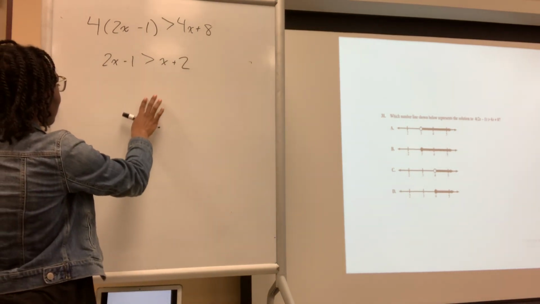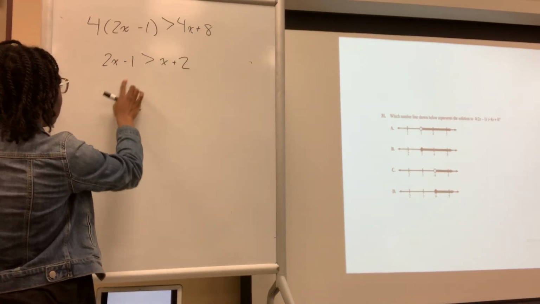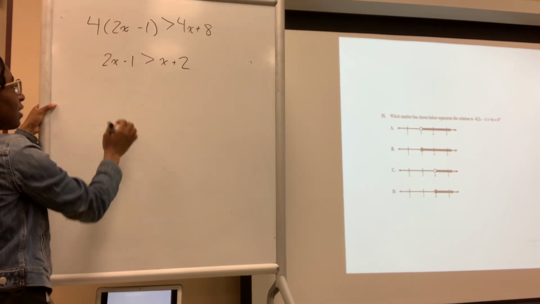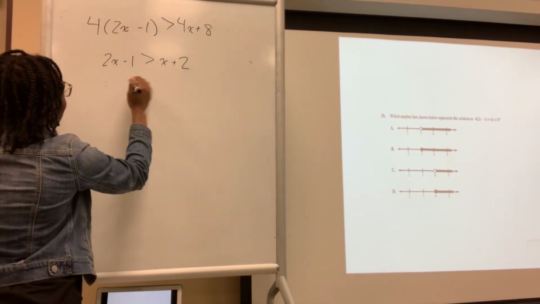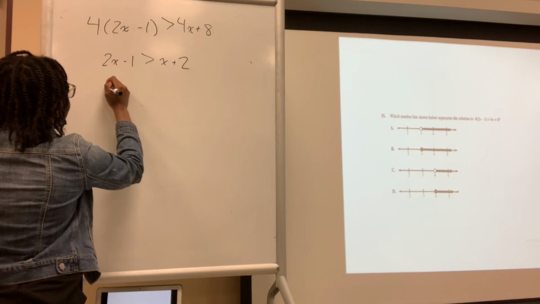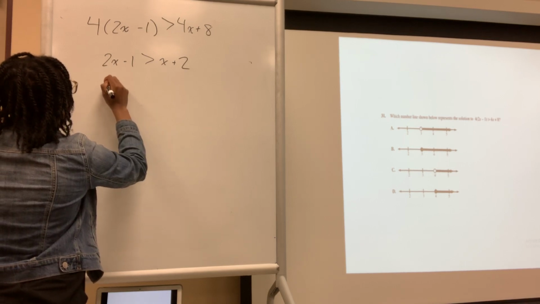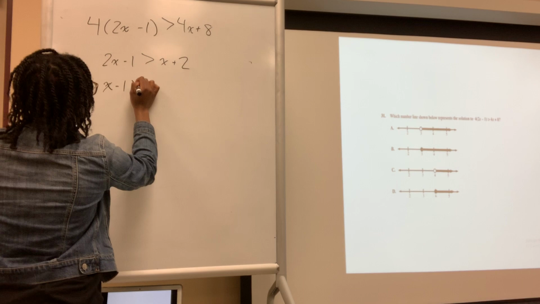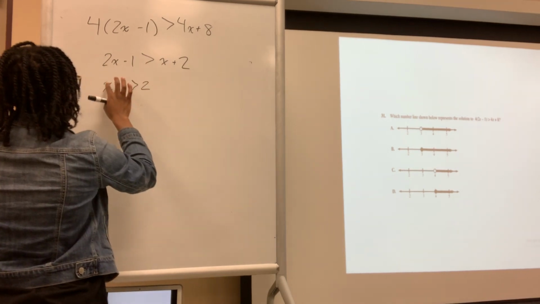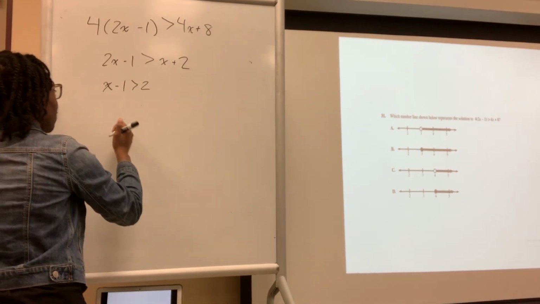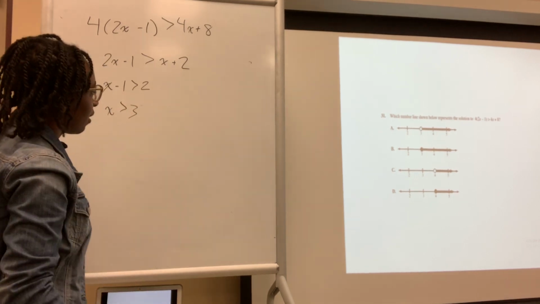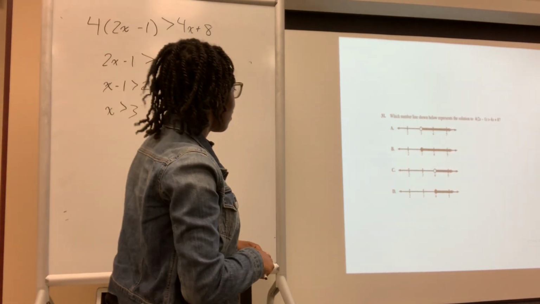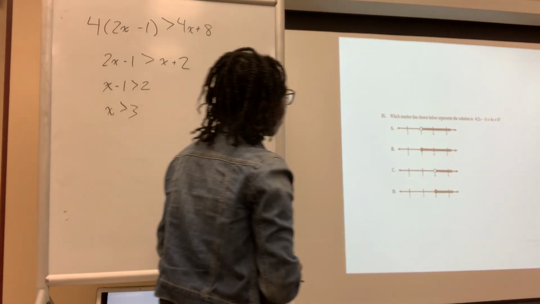From here, depending on what you like to do, I'm going to move this x to this side. So subtract an x: x minus 1 is greater than 2, and then we can add a 1, so x is greater than 3. And so it's going to be between A and B.